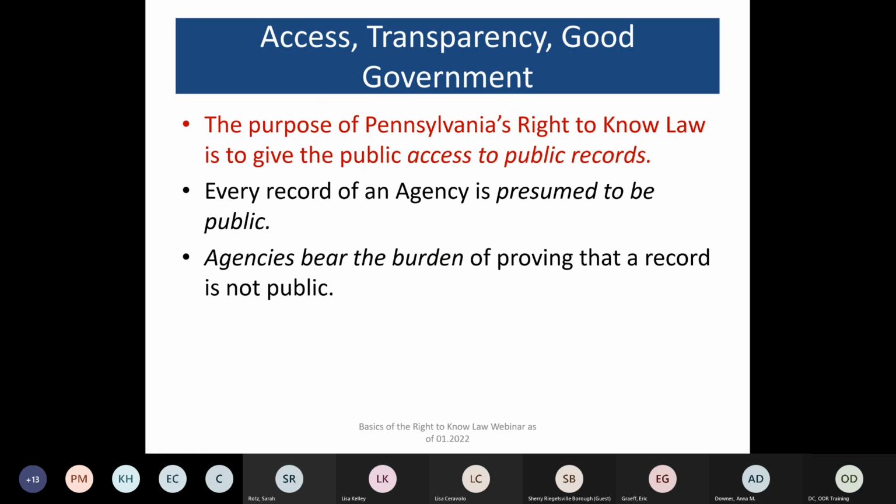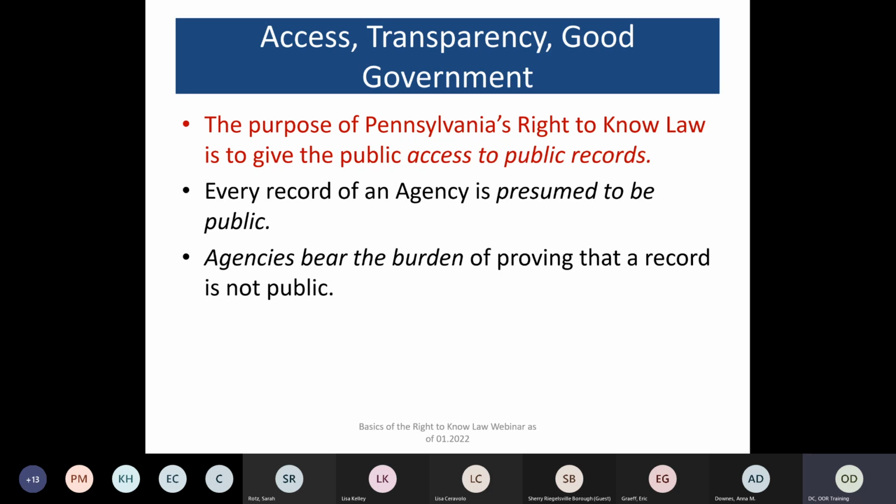Okay, what is the right to know law all about? From our perspective, here at the Office of Open Records, it deals with access, transparency, and good government. And it's important to know what the purpose of the right to know law is, because it surprises me, after 12 years of having this law on the books, there's still a fairly good amount of misunderstanding as to just what the intent of the right to know law is.